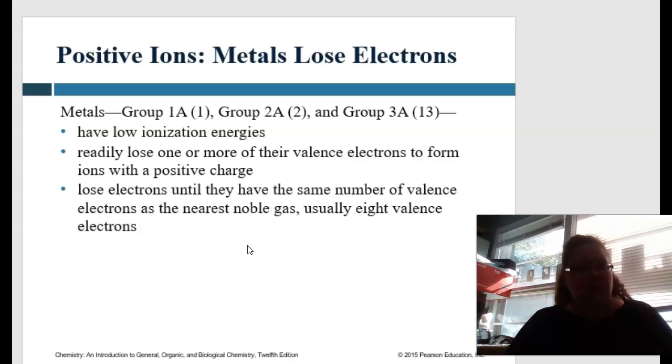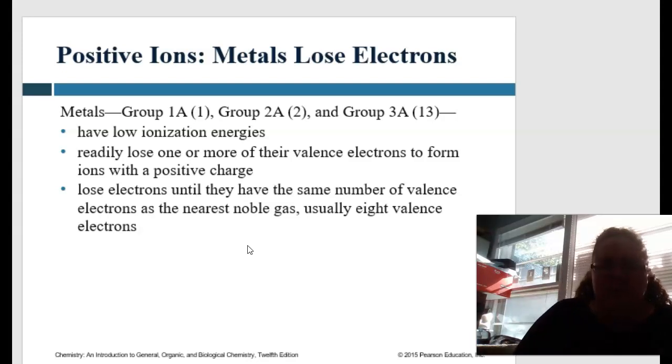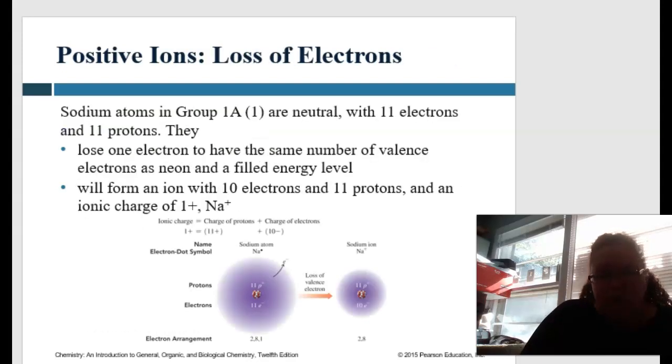Okay. So, again, those metals in group 1A, 2A, 3A are going to readily donate or lose those electrons, therefore, when they lose that negative charge, they will end up with a positive charge. And they're going to try to have a full orbital just for stability. So an example is a sodium ion in group 1A. They're neutral with 11 electrons and 11 protons.